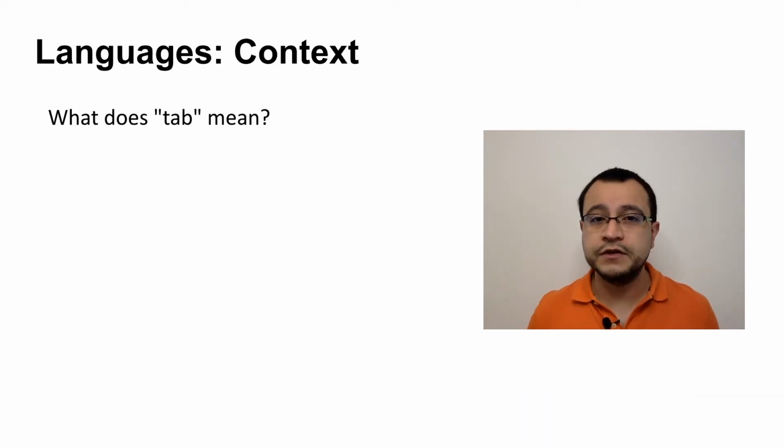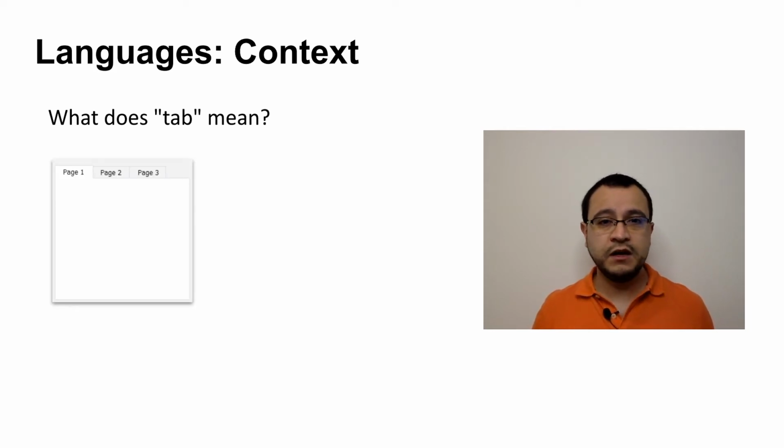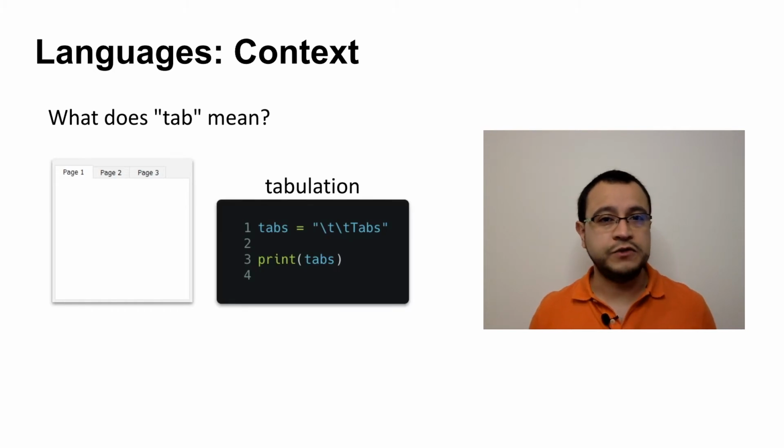Languages also have context. What do we do when we have a word that is spelled the same way and sounds the same way? How do we know what it means, or how is it supposed to be used? Well, here's where context comes into play. What does the word tab mean to you? Is it a UI element or widget? Or perhaps it's a symbol that you use in your code editors, tabulation. Finally, if you're into music and string instruments, you may be thinking about tablatures.